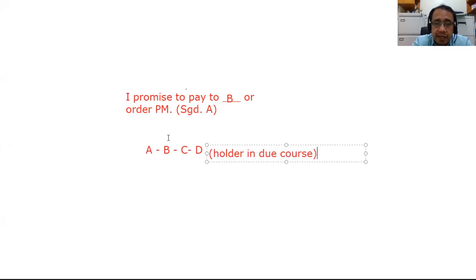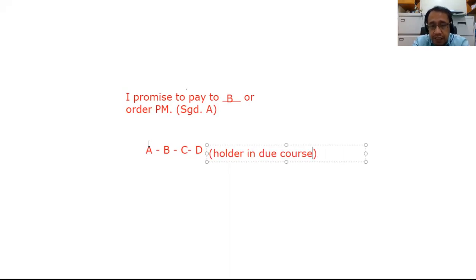Then A cannot later on claim that the delivery was only through mistake, that the delivery was not really for the purpose of negotiating the instrument, that the delivery was not really for the purpose of issuing the instrument. Okay? He cannot say that, because this is a holder in due course and as to him, the presumption of delivery is conclusive. It is final. You cannot dispute that. You cannot contradict that.